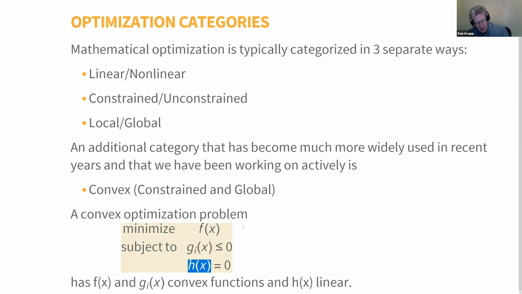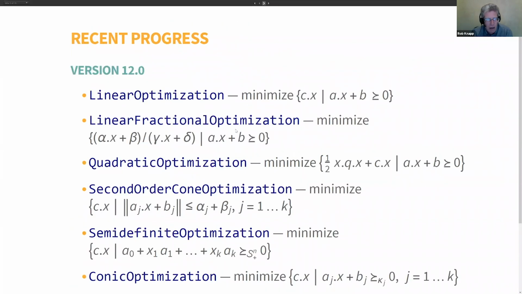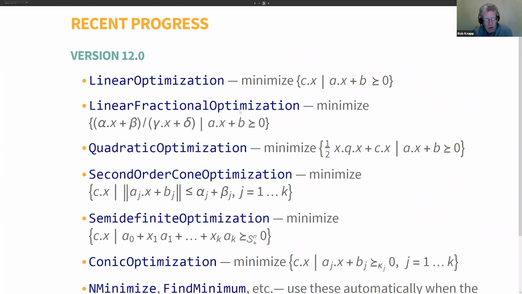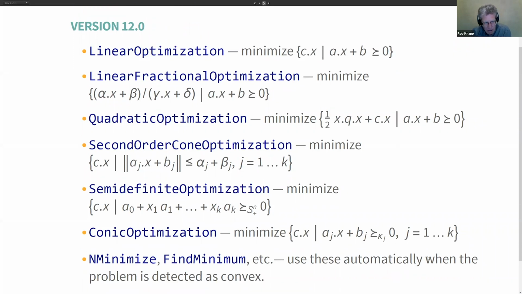And so that's something we've worked on pretty hard for the last few versions. In version 12, we added a whole bunch of special cases of convex optimization, from linear optimization through conic optimization. Those are all particular cases of convex optimization. The advantage of these commands is that you're able to get the dual problem out, which gives you lots of information about the problem being solved and sensitivity to constraints and various things like that.